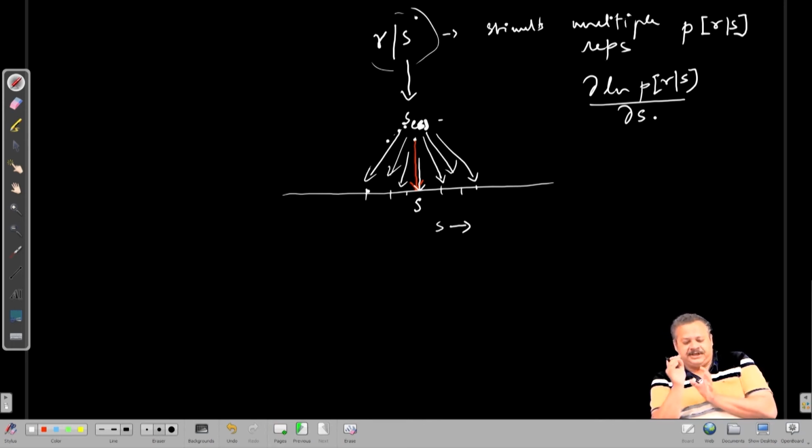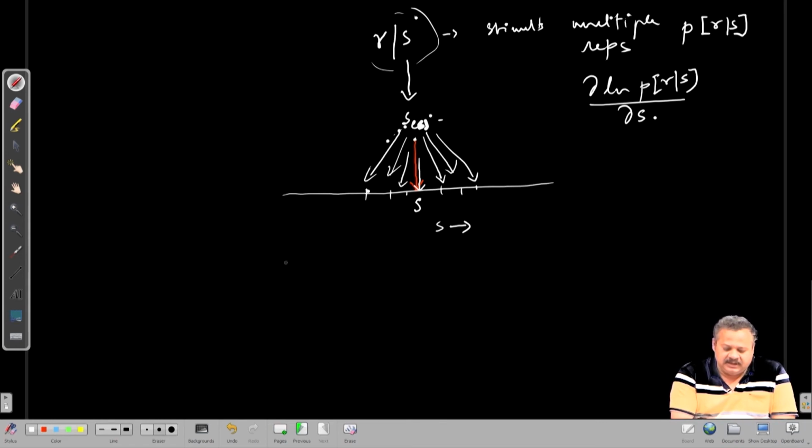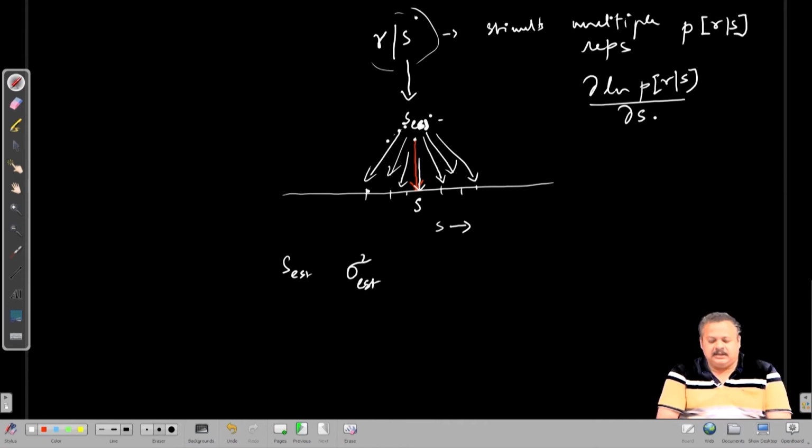However, here we will change the idea slightly and talk about it in a different manner, in the sense that we will say that any estimator has an associated variance. Let us call that sigma square estimate. That is the variance of the estimator.